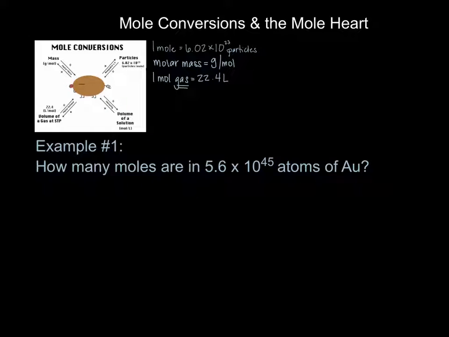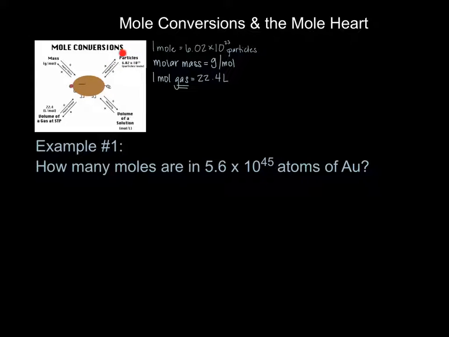Now that we're familiar with our mole-heart diagram and the conversion factors involved, let's try some practice. Example number 1 asks, how many moles are in 5.6 times 10 to the 45th atoms of gold? So to use our mole conversion table, we have to figure out where we're starting. Where we're starting is what they've given us, and they've given us 5.6 times 10 to the 45th atoms of gold.